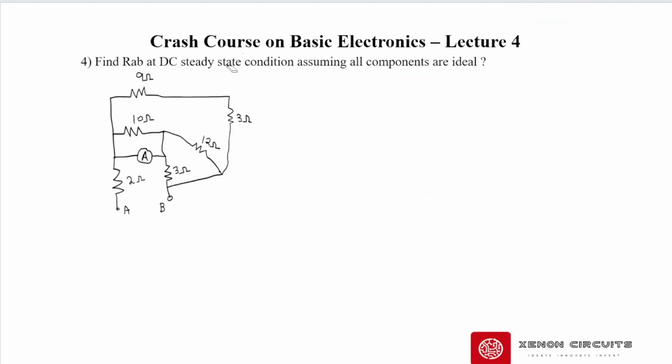Let's read the question. Find R equivalent across the nodes A and B at DC steady state condition assuming all components are ideal. So here the given constraints or hints are, first, DC steady state, and the second hint is ideal components, right?